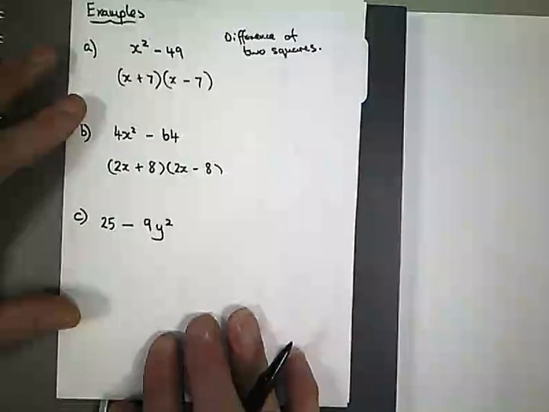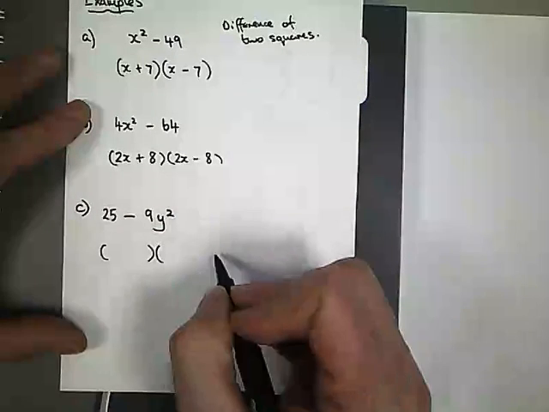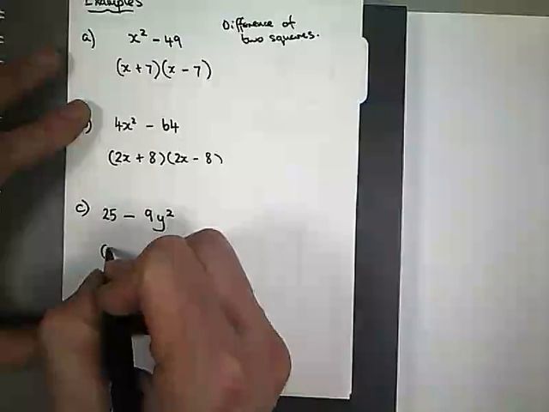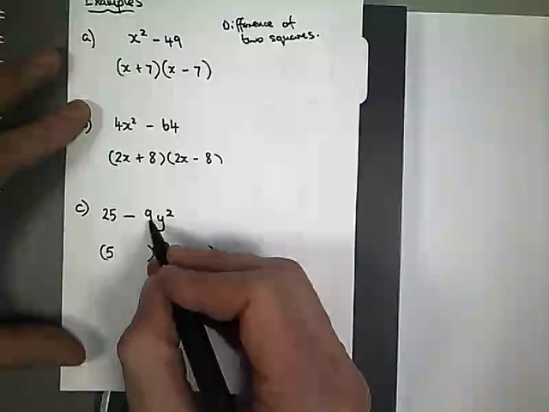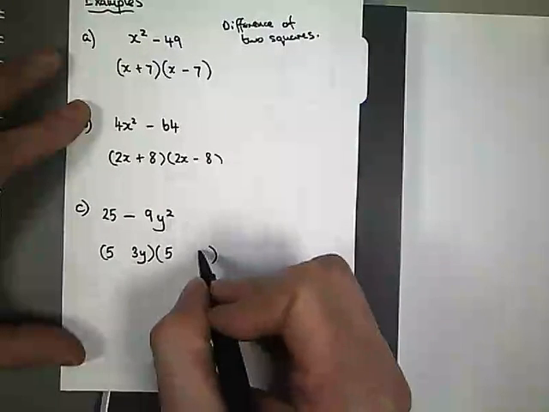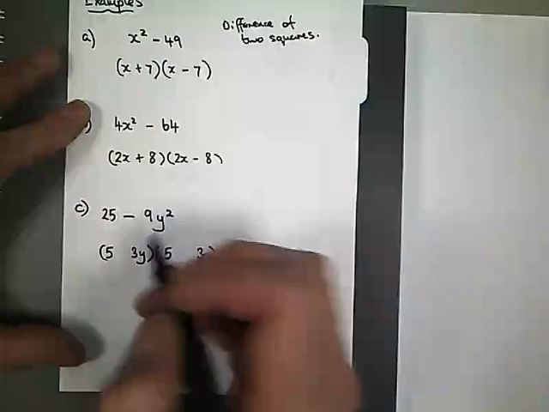Next one, last and final one. Two brackets, two squared terms. What's the square root of 25? That's 5, so we put that in both brackets. Square root of 9 is 3. Square root of y squared is y. So we put 3y in both brackets. Don't forget the plus and the minus.